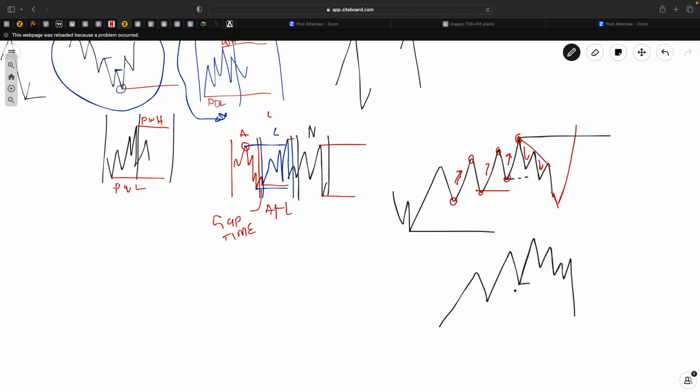Structure 1, structure 2. The same thing here. Good impulse, good impulse. This is weak, this is weak. But this one, this is an inducement. But this one will get here and sell. But this one, they will clear it.